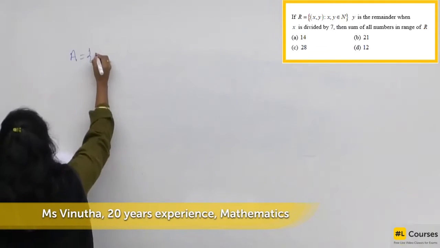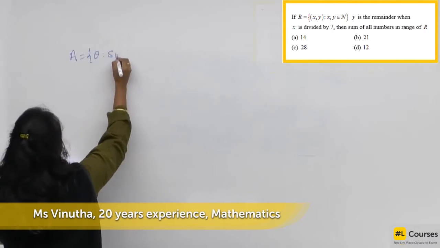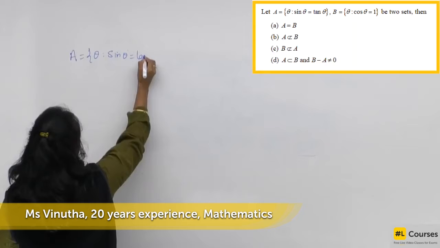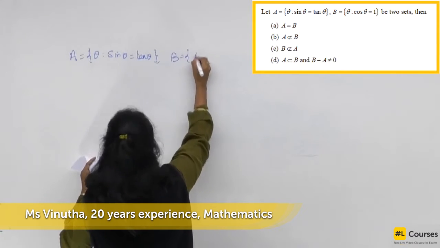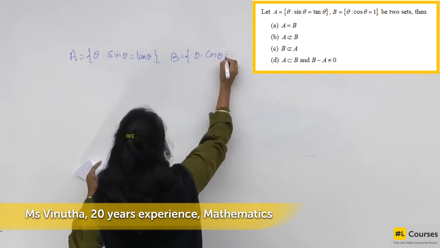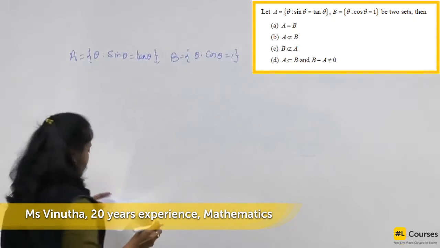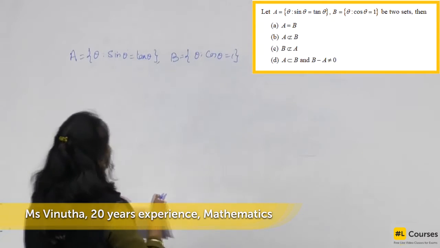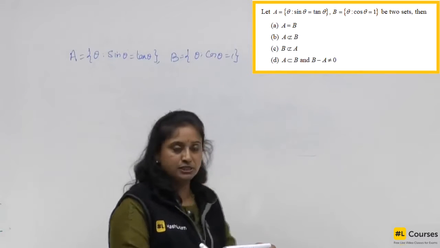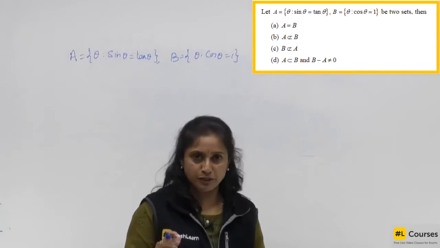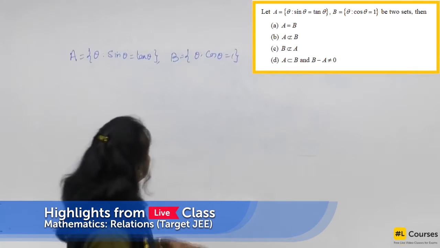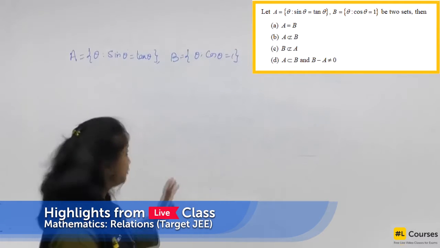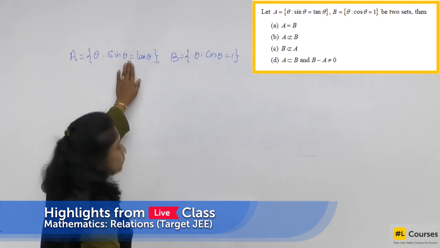A is equal to {theta : sin theta is equal to tan theta}, and B is equal to {theta : cos theta is equal to 1}, and you have the options: A is equal to B, A is not a subset of B, B is not a subset of A, and so on. The question is visible for you, and now here, children, you need to find out the solutions of this set, is it not? Solutions of these equations.